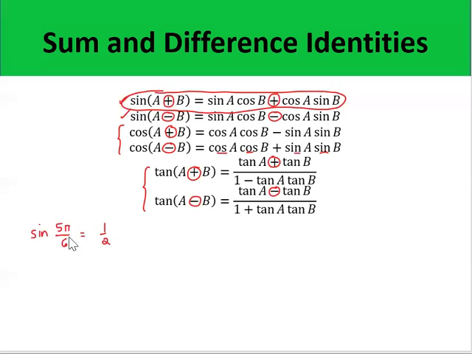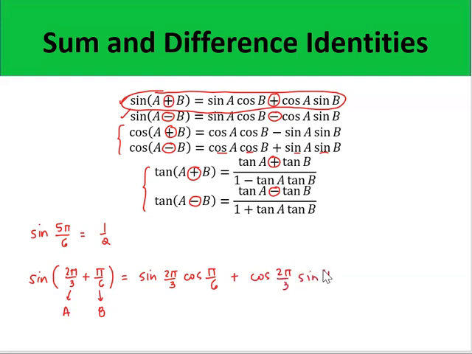Now, this 5 pi over 6 can be expressed as a sum of two angles. So we can write this as sine of 2 pi over 3 plus pi over 6. You can verify that if you combine these two angles, the combination will be 5 pi over 6. Since this is a sum of two angles, we can treat 2 pi over 3 as angle A and pi over 6 as angle B. So using the sum identity for sine, this is equal to sine of 2 pi over 3 times cosine of pi over 6 plus cosine of 2 pi over 3 times sine of pi over 6.